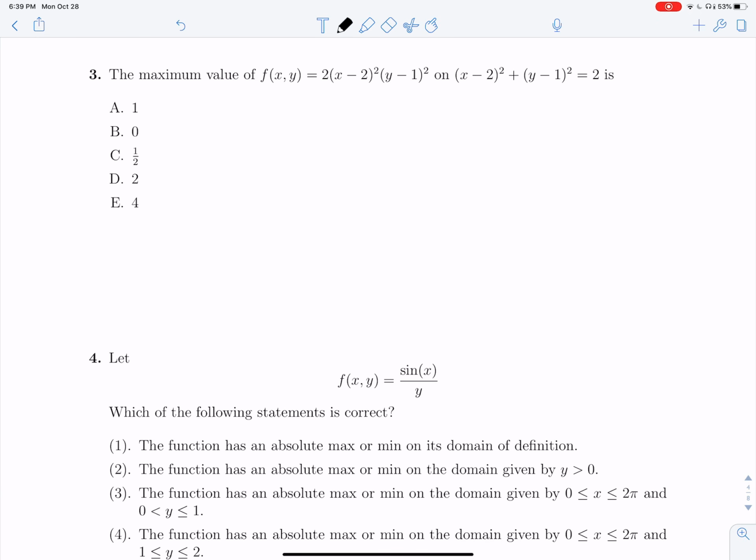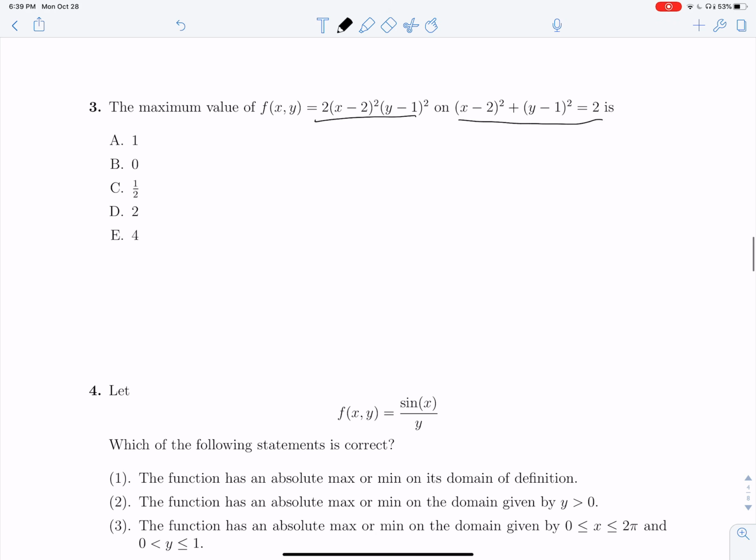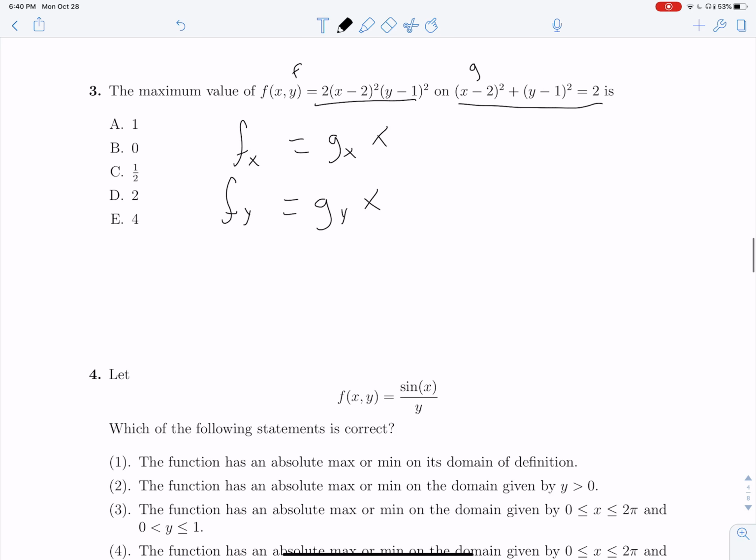Okay, question 3. The maximum value for this function on this constraint, they don't make it really that specific, but here's our f and here's our g, and so we know that we're using, sorry, the screen's dark. We know that we're using Lagrange multipliers for this, and so we know that we need an fx, an fy, and that these are equal to gx lambda and gy lambda. So let's go compute those. So fx is going to be 4x minus 2, y minus 1, and then that's going to be equal to 2x minus 2 lambda.